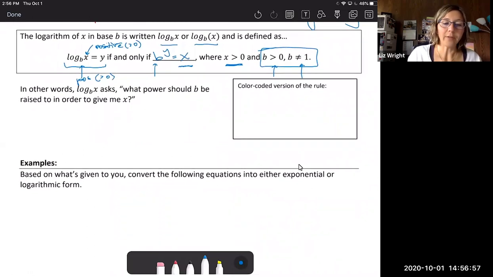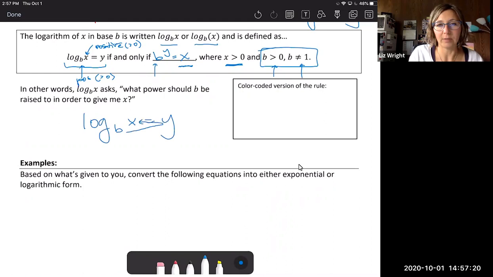So in other words, our log base b of x asks the question, what power should b be raised to in order to give me x? So here is our log base b of x equals y. And again, it asks the question, b raised to what power is going to give me x? And that's why you need to think about logs as just being an exponent, because that's the question it's asking.